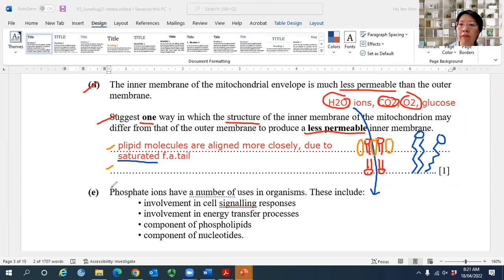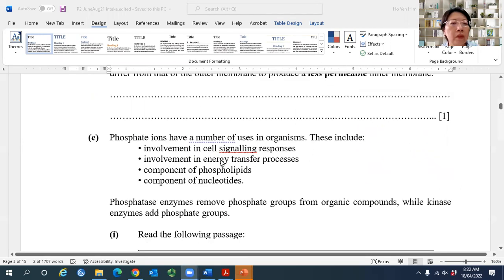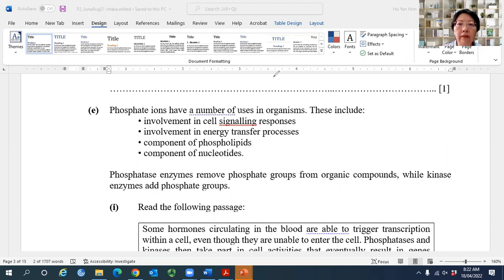Okay. And also if you're talking about ions and glucose, which require channel proteins to transport the ions or carrier proteins to transport the glucose, then you can say that the membrane has got fewer channel proteins or fewer carrier proteins. So fewer channel proteins, fewer carrier proteins. These are also correct. Okay, so these are the answers. So I think no need to see the mark scheme. Part E. So part E is talking about signaling.